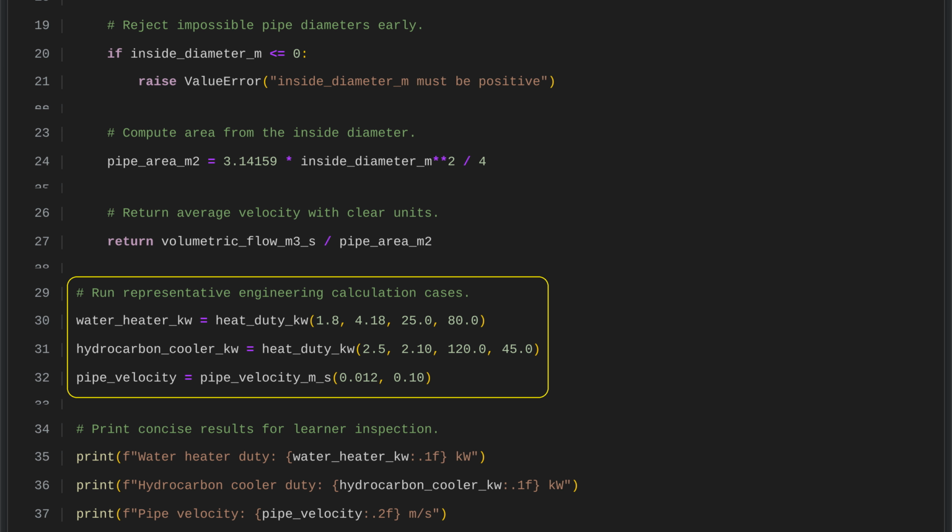First, the heat duty function is used to find the energy transfer for heating water from 25 to 80 degrees Celsius, and for cooling a hydrocarbon stream from 120 to 45 degrees Celsius, with results in kilowatts. Then, the pipe velocity function uses the volumetric flow rate and inside diameter to calculate the average fluid velocity in meters per second.